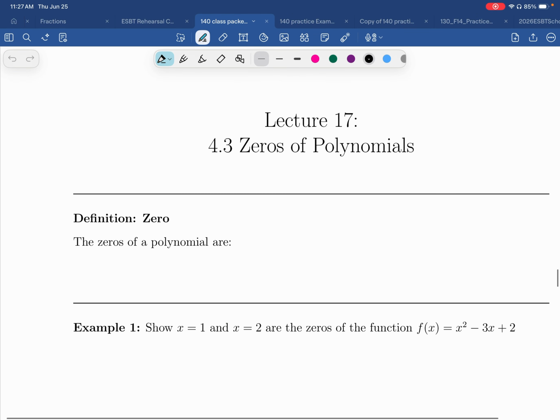Hello all and welcome to lecture 17. We are going to look at the zeros of polynomials here, and we're kind of pulling this one out of chapter 4 just because it's something that you're going to use frequently. And it's really just an extension of what we did when we solved quadratics by factoring.